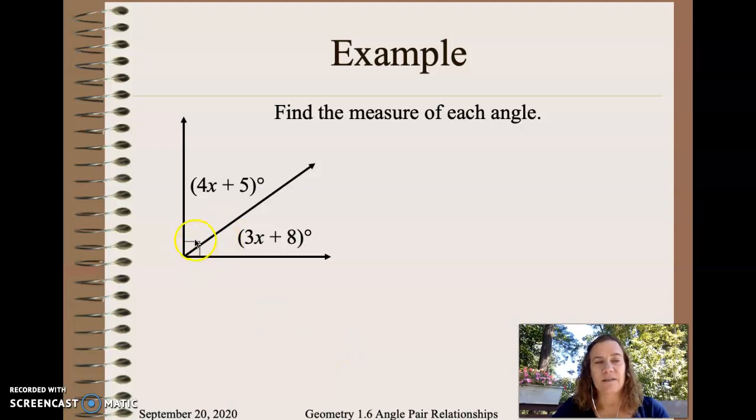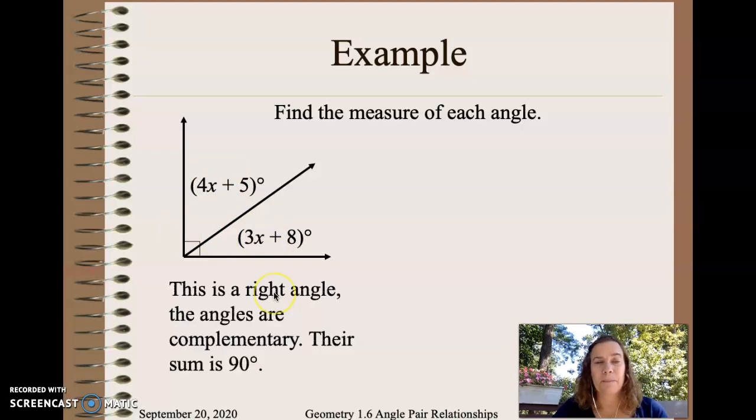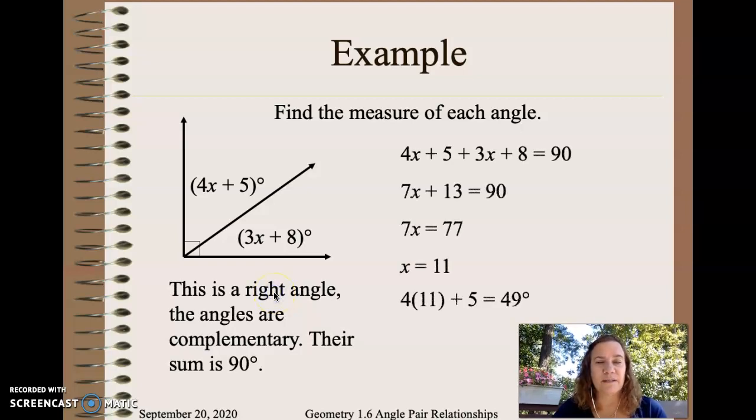This tells us that they are complementary, which means the two of these equal 90. Set it up, solve for x. Don't forget to plug your x back in to solve for your angles.